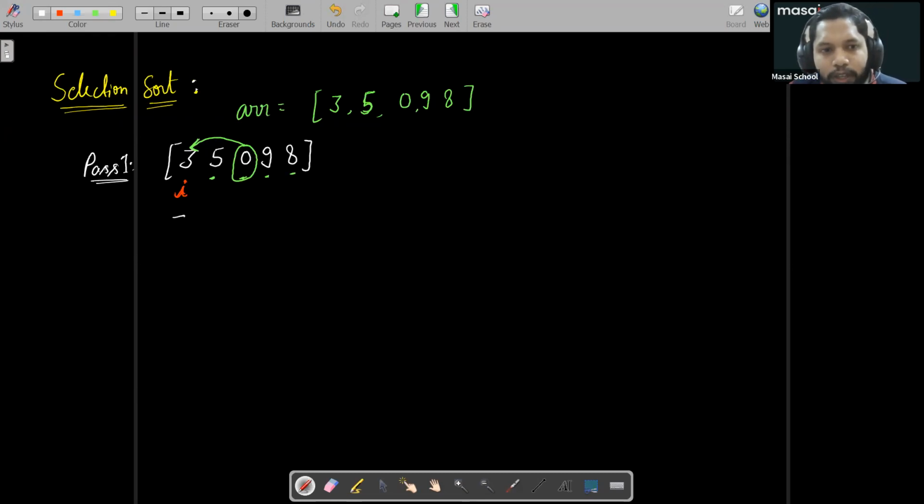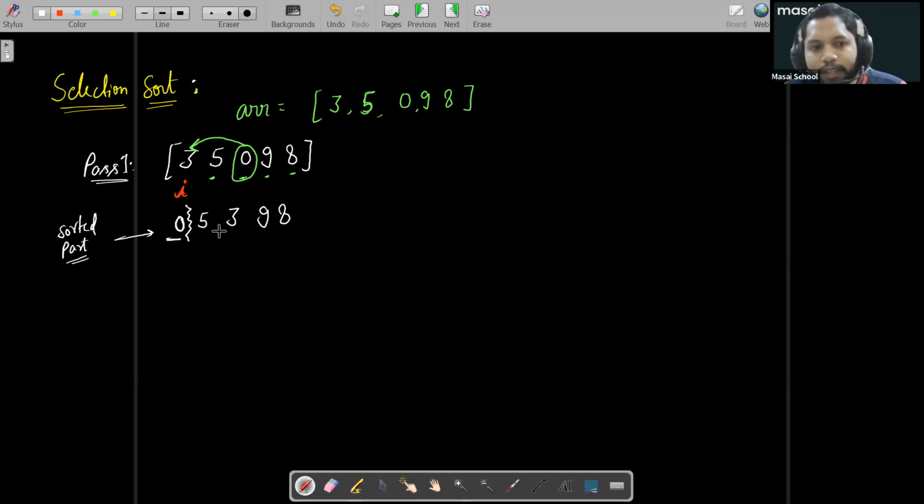The array looks like 0, 5, 3, 9, 8. Can you guys tell me, 0 found its correct position. My lowest element found its correct position. So this is my sorted part, and this is my unsorted part.